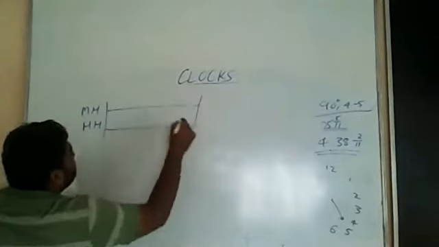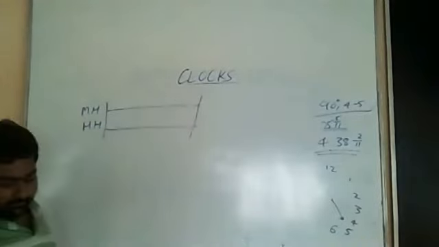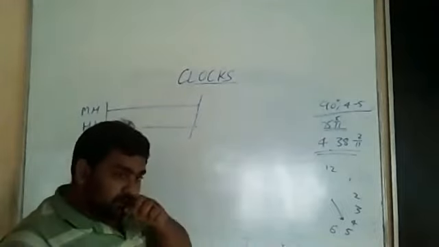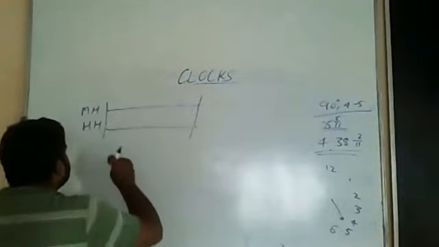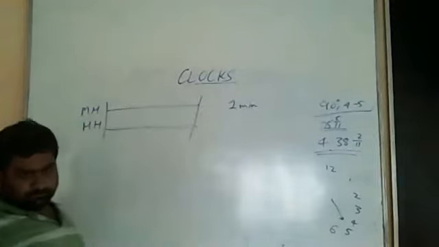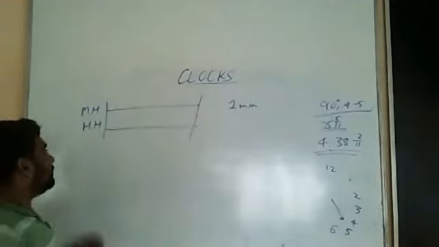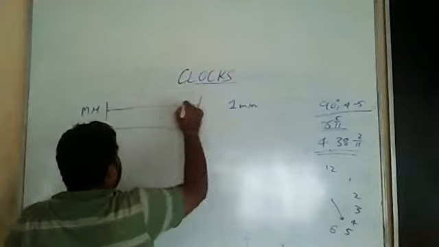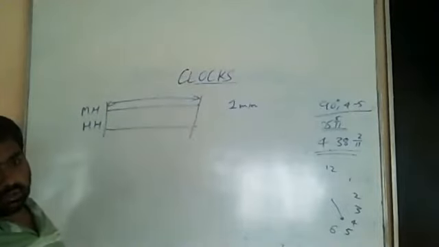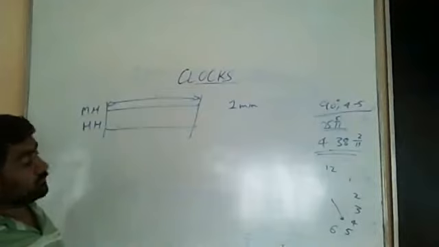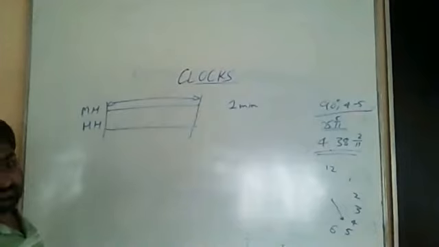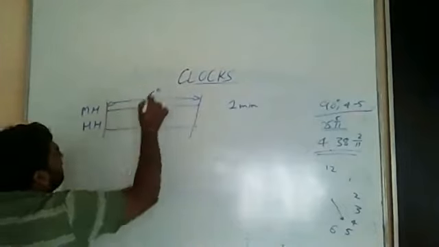Let's say there is a race between the minute hand and the hour hand. The race is for 1 minute. In 1 minute, the minute hand is going to cover how many degrees? How many? In 1 minute, the minute hand is going to cover 60 degrees. No?